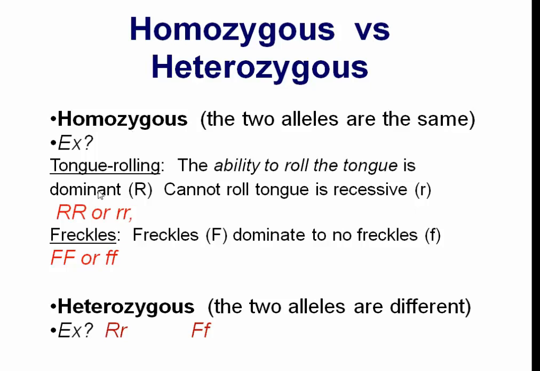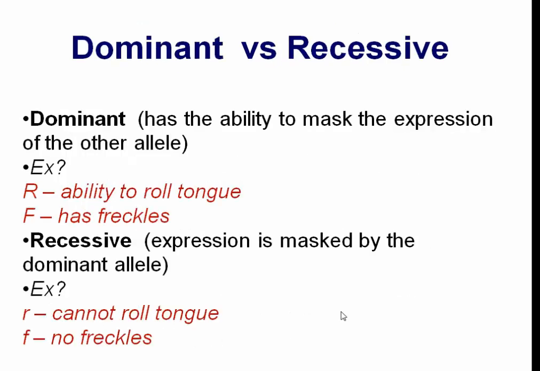So tongue rolling. If you can roll your tongue, that's a dominant trait, so that's capital R. If you can't roll your tongue, that's recessive. You've got the recessive trait. That's a little r. So for homozygous, for that trait, you could either be 2 capital R's or 2 little r's. Freckles. Freckles are dominant, capital F. No freckles, little f. So homozygous for that trait could either be capital F, capital F, or little f, little f. Now, heterozygous means different, so for those both traits, you could only be big R, little r, or big F, little f. All right? That's just to learn that terminology.